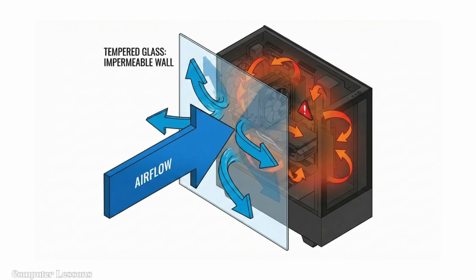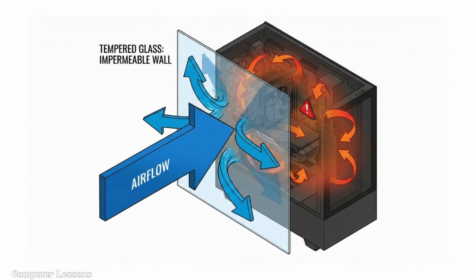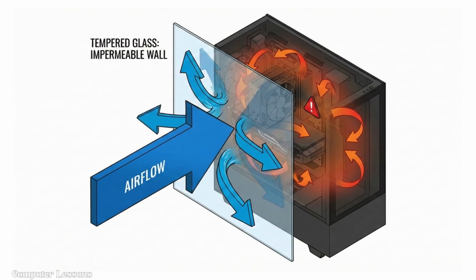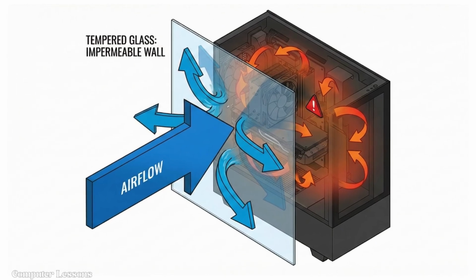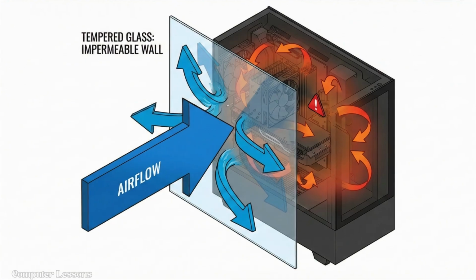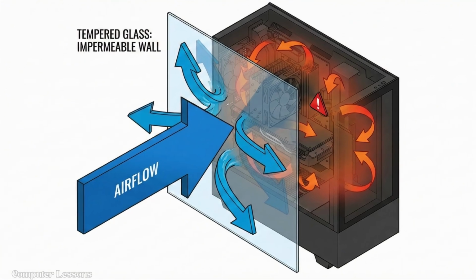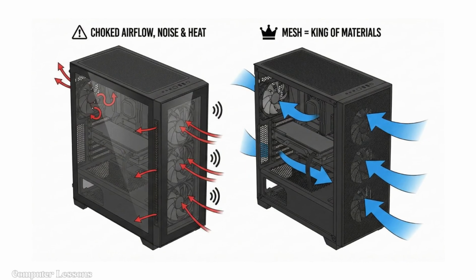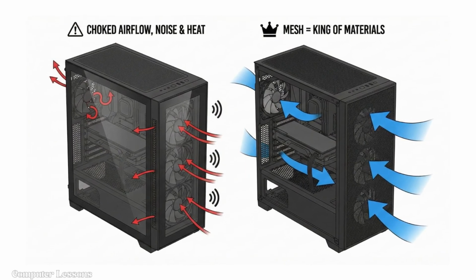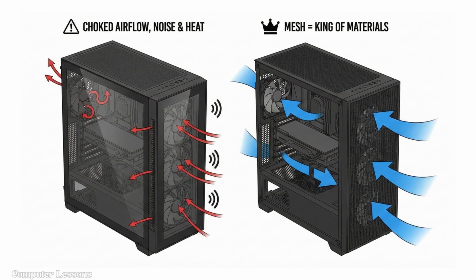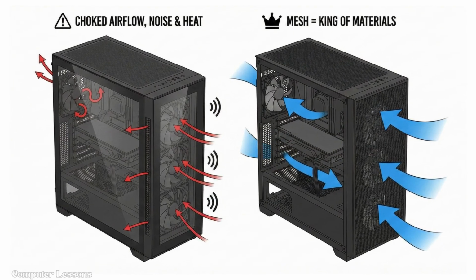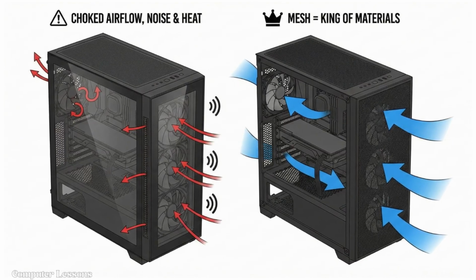However, the material of your case can ruin this river. In recent years, we have seen a trend of tempered glass cases. While they look beautiful, glass is a solid wall that is completely impermeable to air. If you mount fans directly behind a sheet of glass with only tiny vents on the sides, you are choking your system. The fans struggle to pull air through those small gaps, creating noise and failing to cool the components.